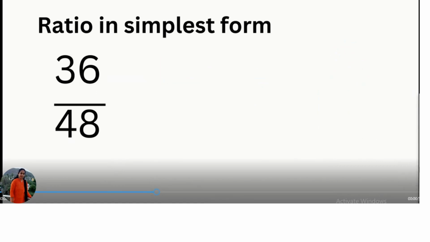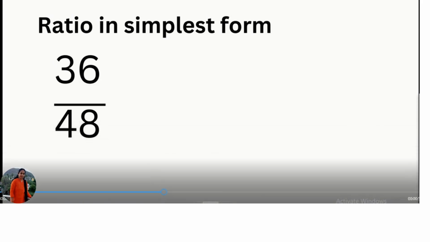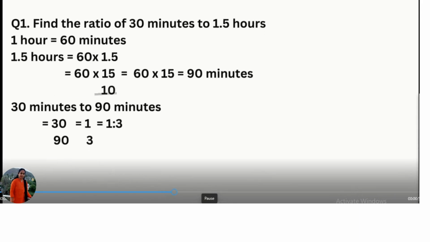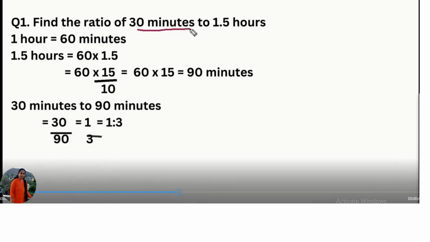Okay, children. The next one is, so let us take a problem. Find the ratio of 30 minutes to 1.5 hours. So here one value is in minutes, and another value is in hours. So we have to convert any one. So we are going to convert hours to minutes.